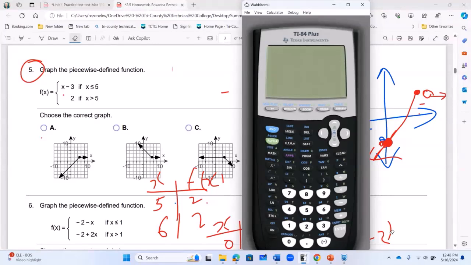So number 6, we're going to graph another piecewise defined function. If you can graph it with calculator, that's good. And whenever you do it by hand, you check your work. If you do it analytically, you check your work with your graphing calculator.